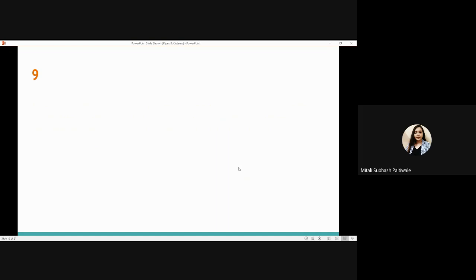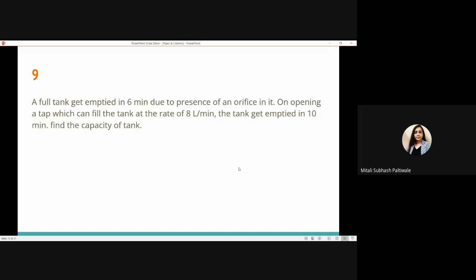Now here there is another formula, and this is how we are supposed to find it. A full tank gets emptied in 6 minutes due to presence of an orifice in it. An opening tap which can fill the tank at the rate of 8 liters per minute is opened, and the tank gets emptied in 10 minutes. So find the capacity of the tank, that means the volume of the tank.